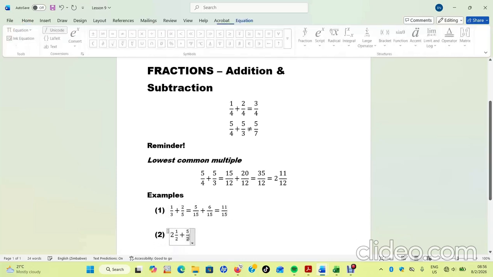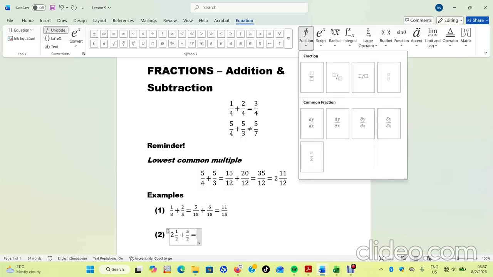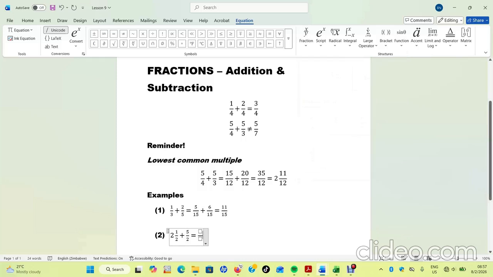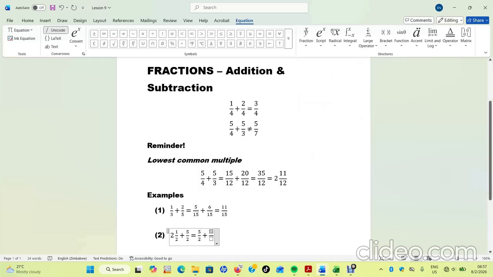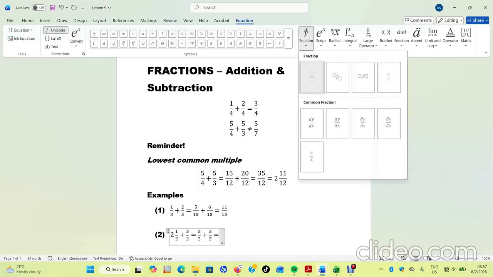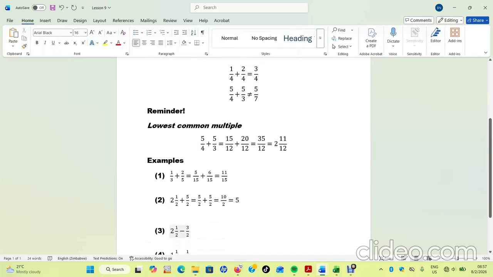To the second problem, 2 and 1/2 plus 5 over 2. If you are given a mixed number, convert it into an improper fraction and then check the denominators. If they are not the same, you use the same procedure as the first example. In this case, 2 and 1/2 is 5 over 2 plus 5 over 2 again. The denominators are the same, it is 2. So simply add the numerator. We get 5 plus 5, 10 over 2. You can't leave it as 10 over 2. You need to simplify it further. 10 over 2 is 5.